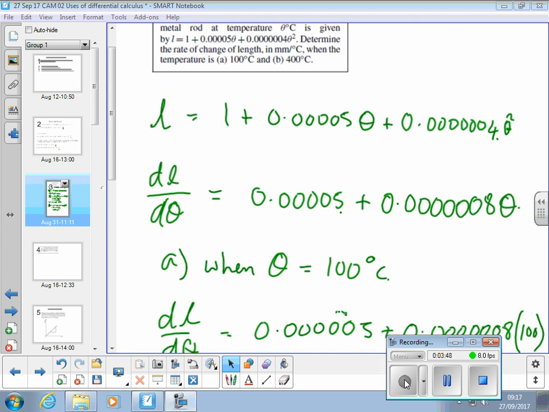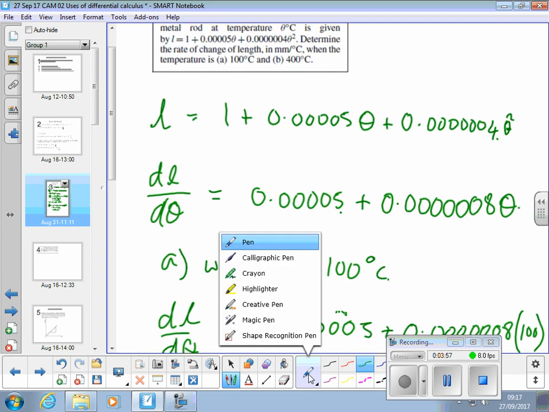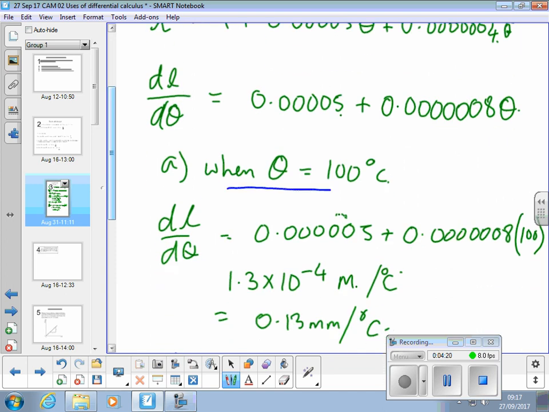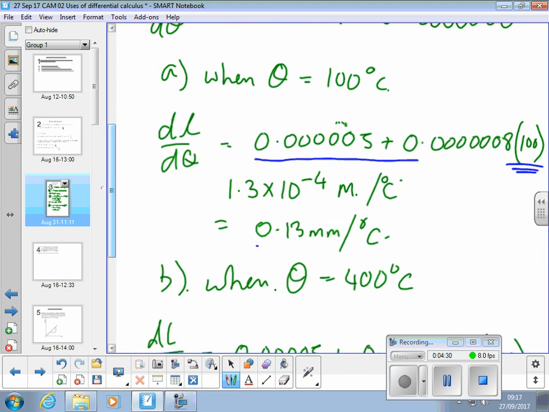So just to sum that up, we're looking at finding a rate of change. That's the function for the length at a given temperature in meters. So we find dl by d theta, where theta is the temperature in degrees C. So we differentiate to find that, and then we substitute in the values. So when the temperature is 100 degrees C, we substitute that value into the formula for the differential and get a result. First one being 0.13 millimeters per degree C.